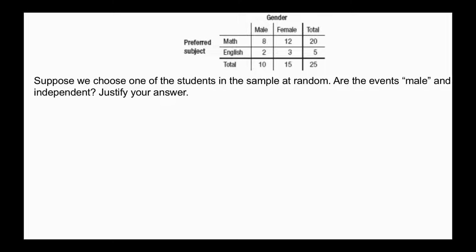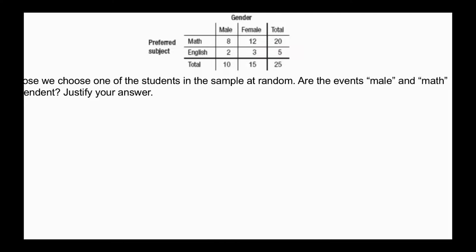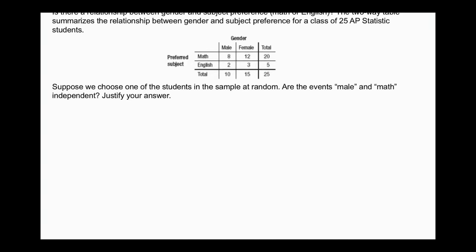Okay, so suppose we choose one student in the sample at random. Suppose I put all 25 names in a hat and I pick one. Are the events male and math independent of each other? Independent of each other. So what does independent mean again? What does it mean when I say two things are independent of each other?